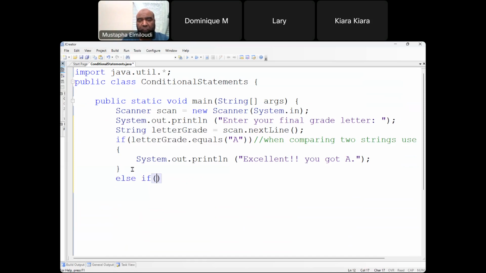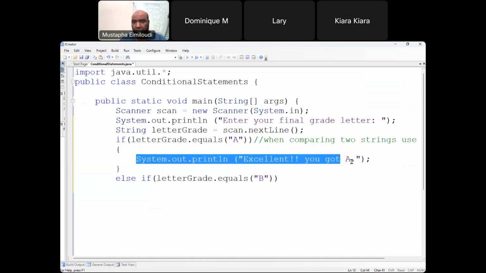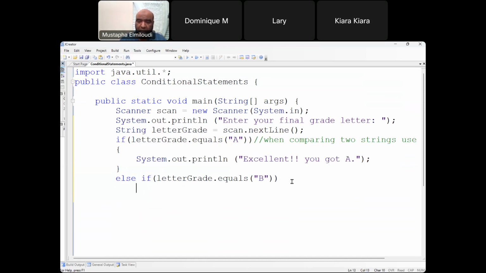And then I add the second condition. I'm just going to copy this, the same thing. I'm just going to change A to B. So else if it is B, again, I'm just going to copy this. If it is B, I want to say a different statement, which is good job, for example. Good job, you got B.